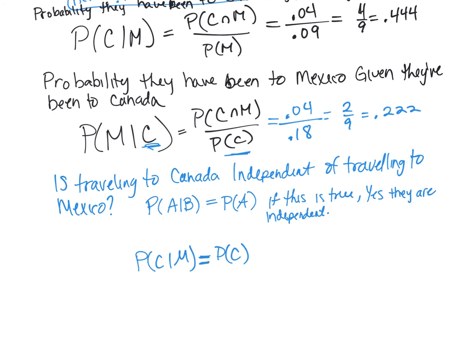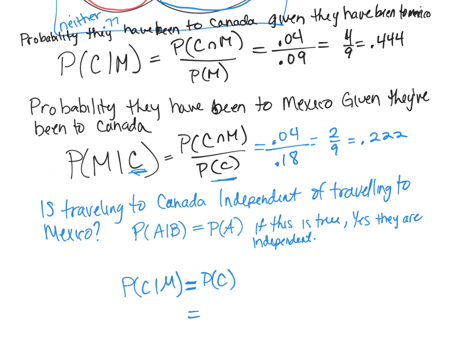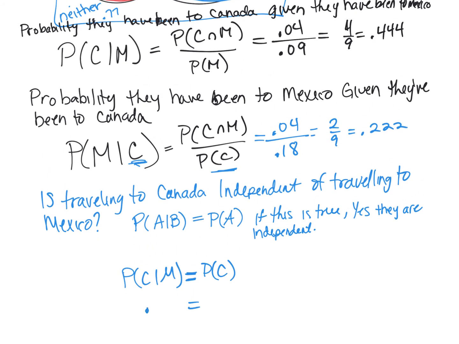If I do C given M, that should equal the probability of what? C. Okay, the probability of being to Canada didn't change because we knew you had gone to Mexico. The probability stayed the same. That's what that means. What's the probability that they had been to Canada given they have already been to Mexico? 0.444. That's the calculation we did up here, right? And is that equal to the probability they had been to Canada? 0.18. So are they independent? No. They are not independent.